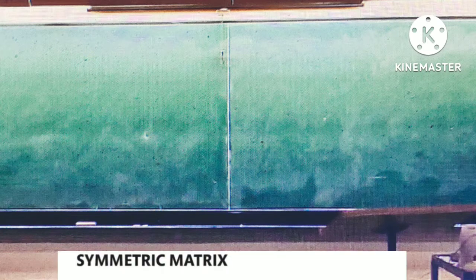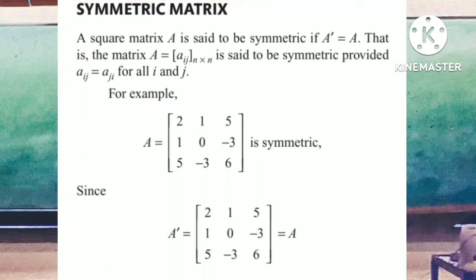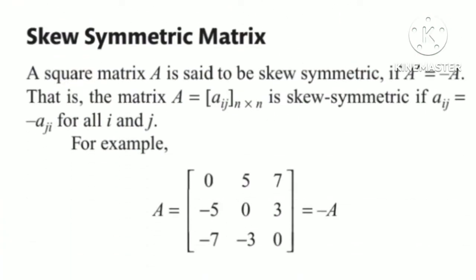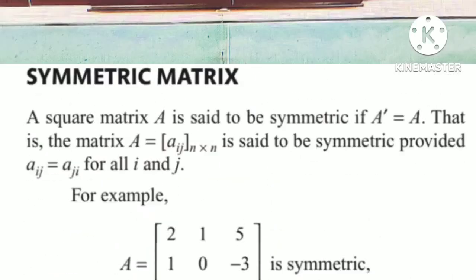A symmetric matrix means the elements in the rows and the corresponding columns are equal. The first row elements and first column elements are equal, the second row and second column elements are equal. In this way, such matrices are called symmetric matrices. A skew symmetric matrix means a matrix in which the first row and first column elements are equal but of different sign. Generally, the diagonal elements will be 0, and the transpose matrix will be equal to the minus of the given matrix A.